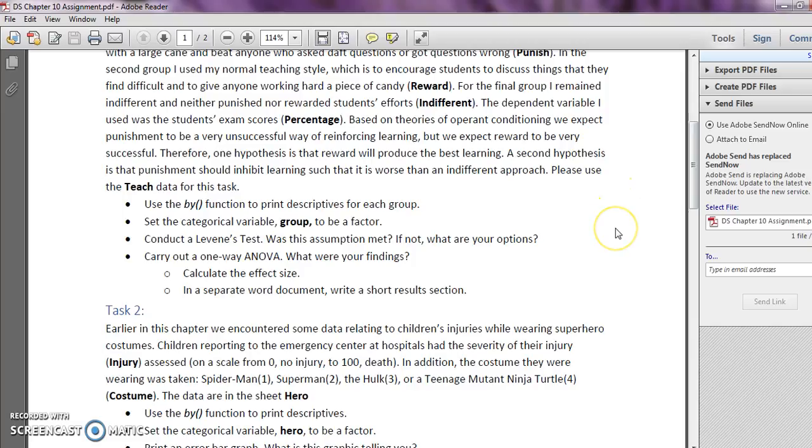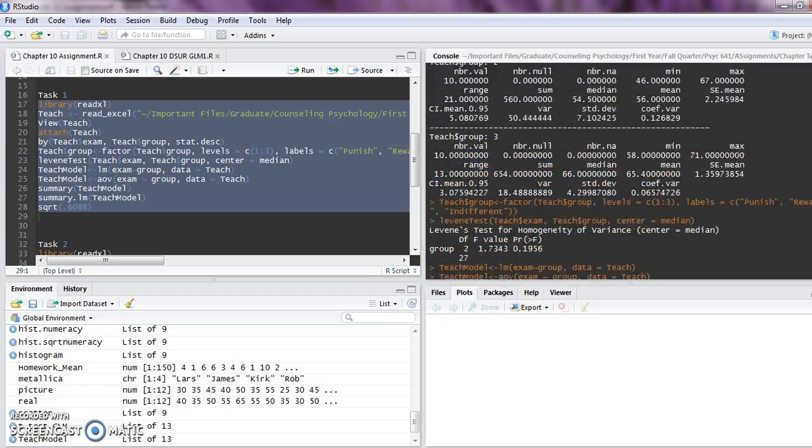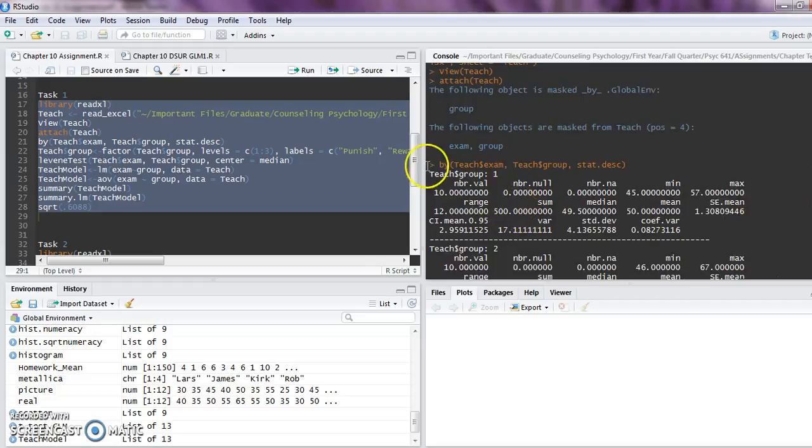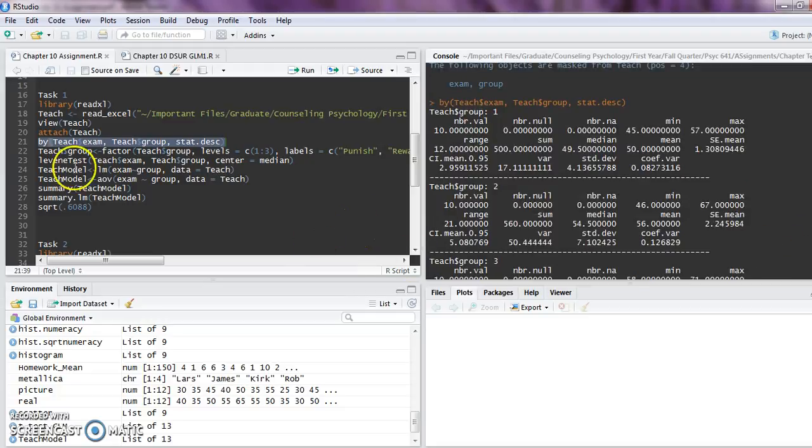So the first task is that we have to run the by function to print the statistic descriptives for each group. And I did that here. This is the command that I ran, and this is the statistic descriptives for each group.